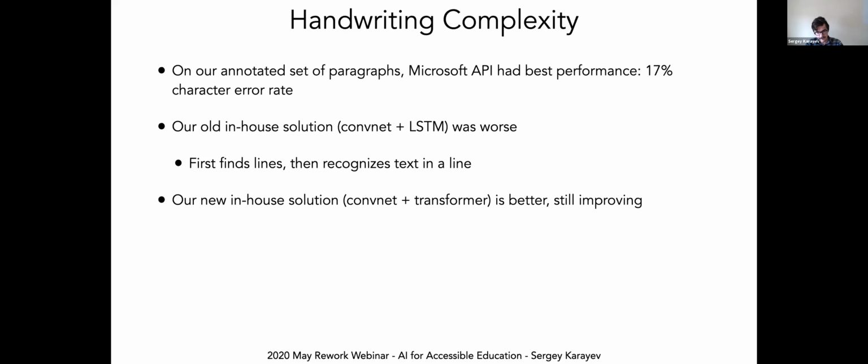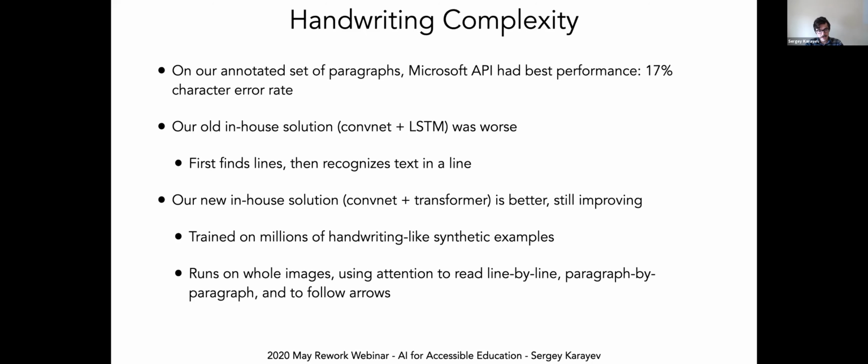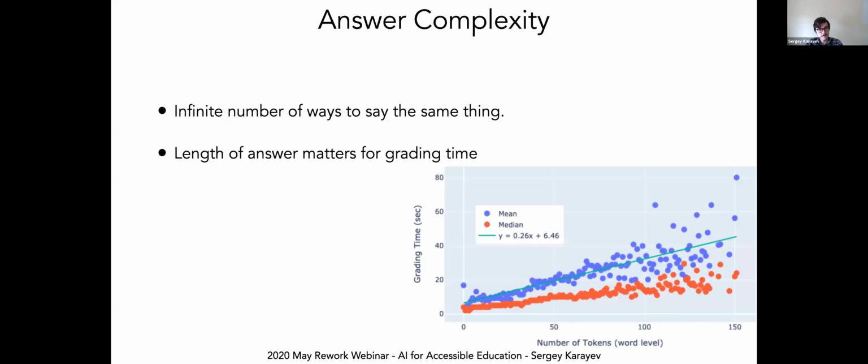So we're building a new in-house solution, which is a convolutional net followed by a transformer architecture. And that is better than Microsoft already, and we're still improving it. It's trained on millions of handwriting-like synthetic examples. So it also works for printed text, not just handwritten text. And it runs on whole images using attention to read line by line instead of finding lines first and then reading within a line. And it reads paragraph by paragraph. And it's even able to kind of follow arrows and understand insertions and deletions and stuff like that. So it's very exciting to see that come online.